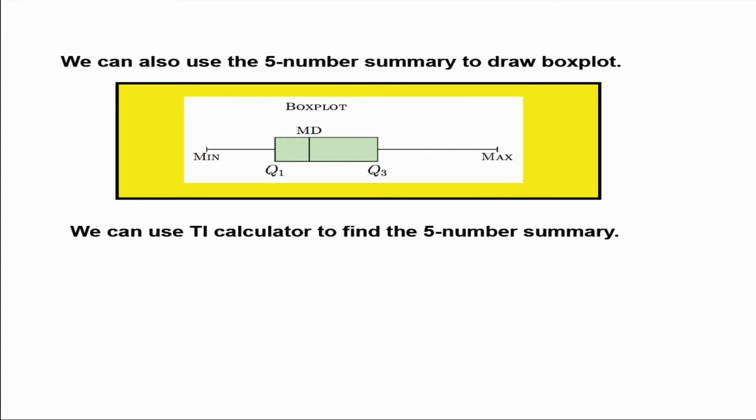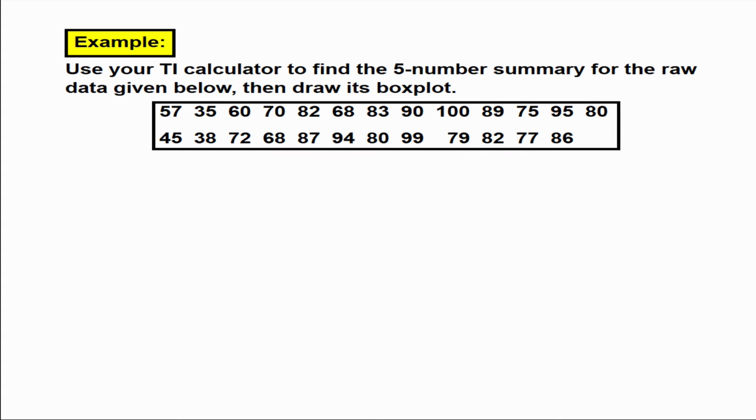We can easily use TI calculator to find the five-number summary. So let's look at this example. We're going to use a TI calculator to find a five-number summary for the raw data given below, and then draw its box plot. We can go ahead and use the TI calculator by inputting the number in a list, and then go through the process, which I'm going to show you in a minute, and then find the five-number summary.